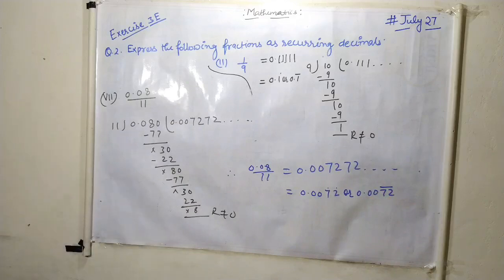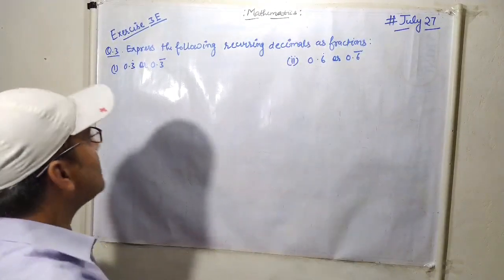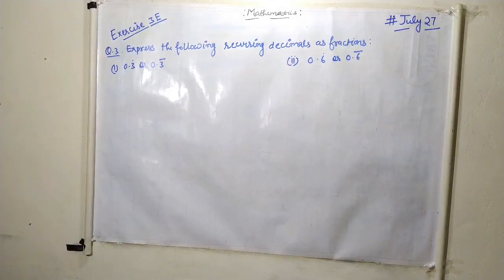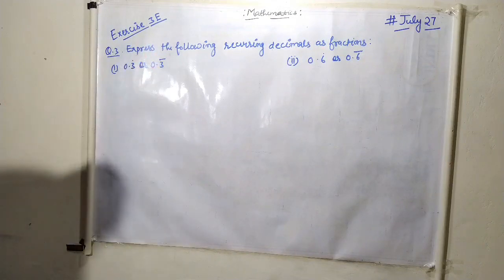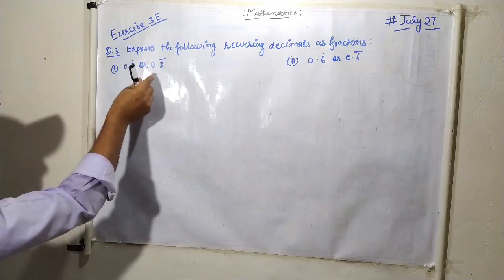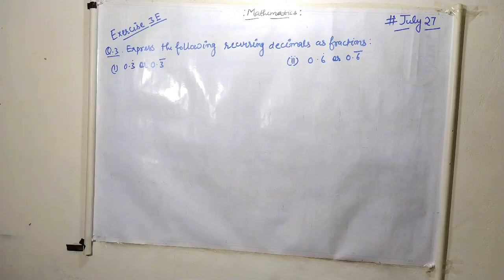After that I'm going to do question number 3. Let's see this question number 3. Express the following recurring decimal as a fraction. The first question is 0.3 dot or 0.3 bar, meaning this recurring decimal you can change into a fraction. So very easy, students.